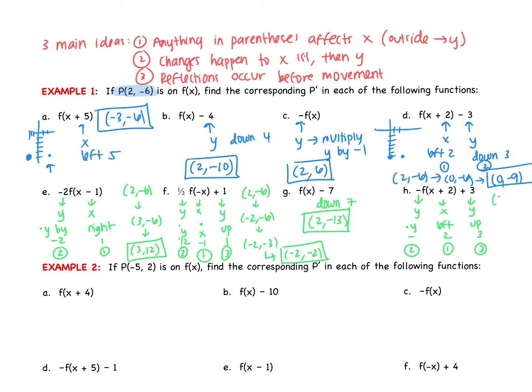Okay, so we take our point 2, negative 6. If we move it left 2, that'll be 0, negative 6. Then we multiply y by a negative, so that's 0, positive 6. Lastly, moving it up 3 will be 0, 9.